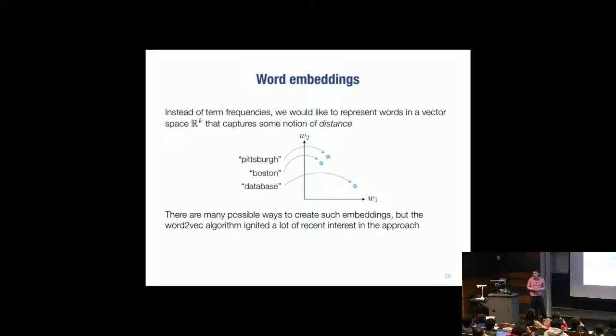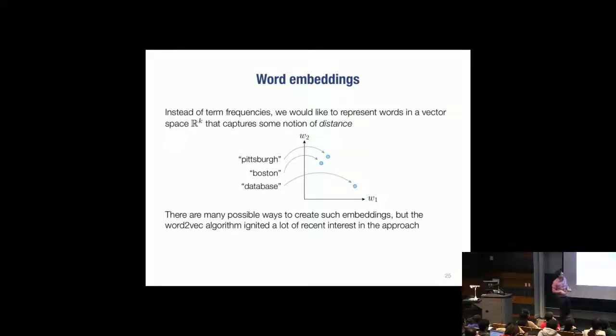But the idea is we want to take all the unique words in some large corpus, and embed them all into some k-dimensional space, such that words that are similar appear close together in that space. So they have a small distance between each other. So maybe you would have Boston and Pittsburgh close together, but then database would be far from those. And that's the idea of word embeddings.